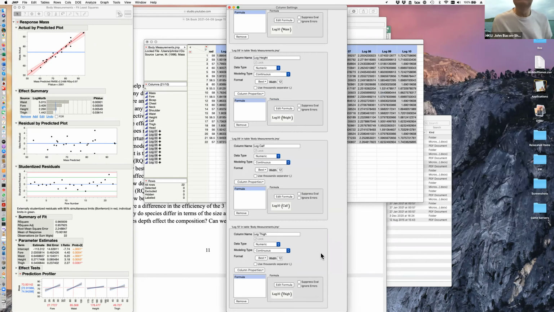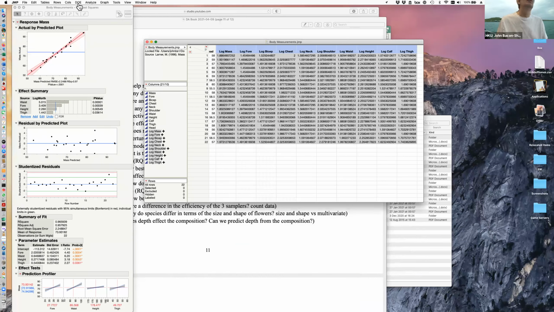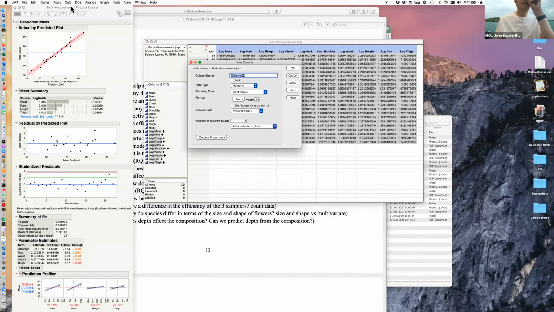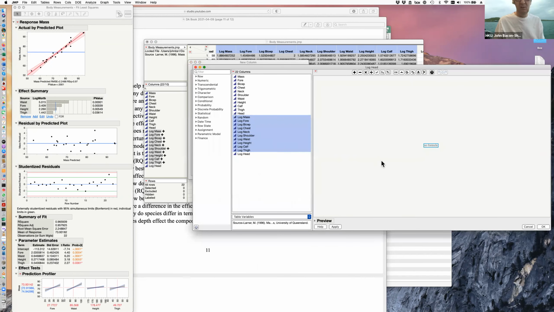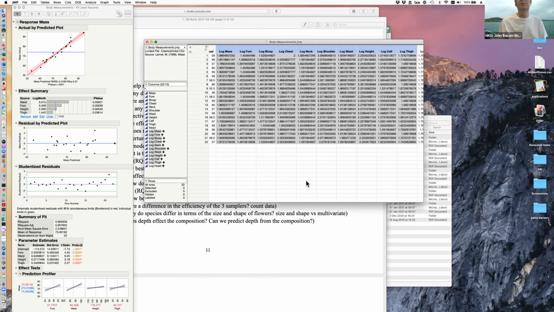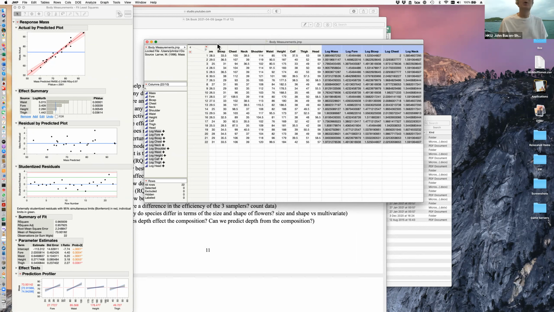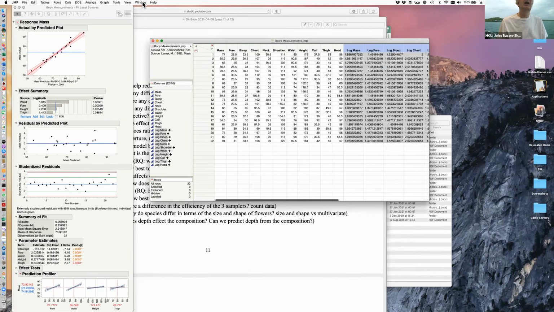Right, so I'm missing my last one. I need to add in one more. I forgot it's actually 11 variables, including the dependent one. So I want log of head. Okay, so once I've done all that, I now have my new 11 variables. So we can compare the model we get if we do it on the log scale.